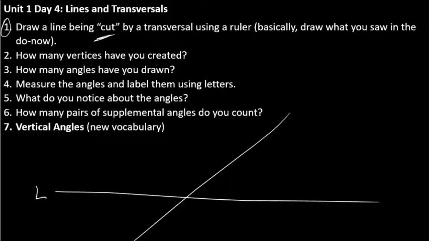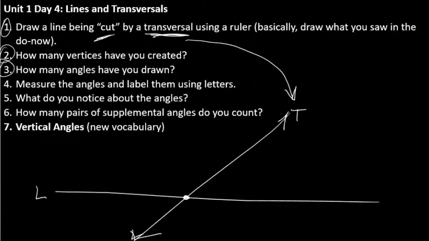I'm just going to put L for line, being cut by a transversal. So this line that's quote-unquote cutting my other line is called my transversal. That's this guy here. How many vertices have we created? Well, we've created one vertex. How many angles have we drawn? From this one vertex, we have 1, 2, 3, 4 angles that we've drawn.